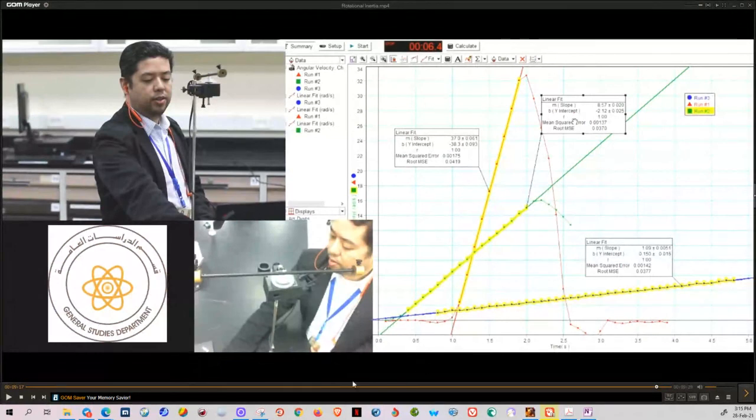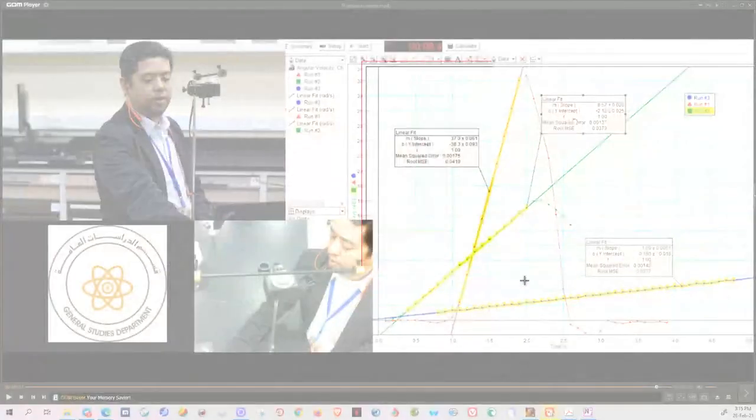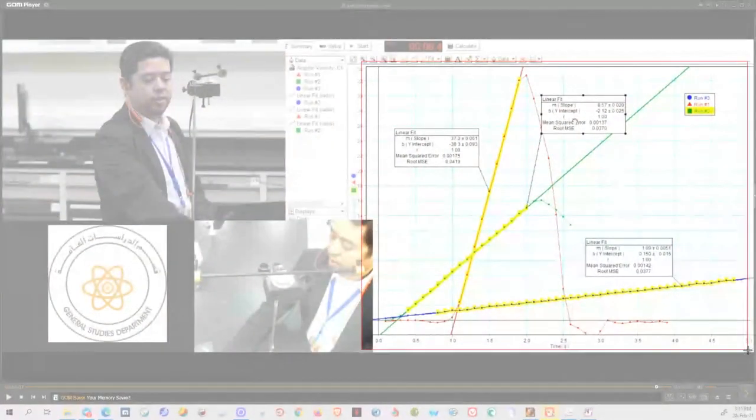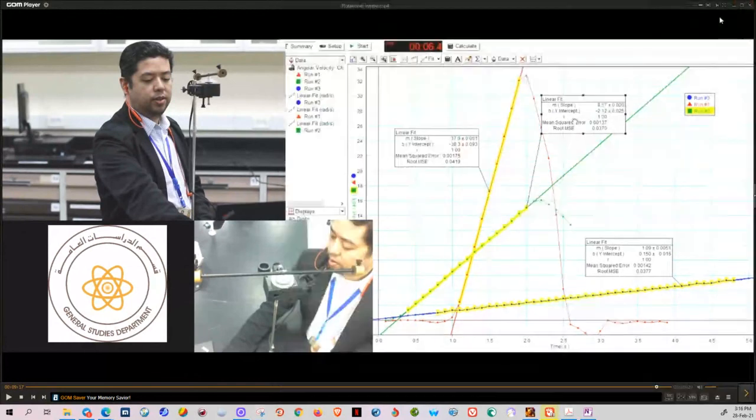Take a screenshot of this. I use the snipping tool. This is the snipping tool, okay? Take a screenshot like this without my face, and that's enough to submit the report, okay? It shows the 3 slopes. Attach it in your report as PDF. Finally, source of error and precaution.